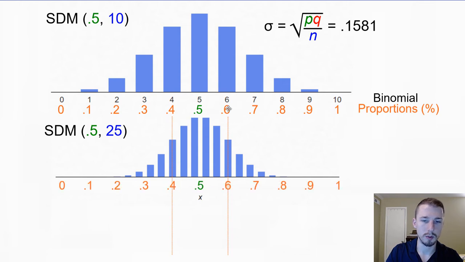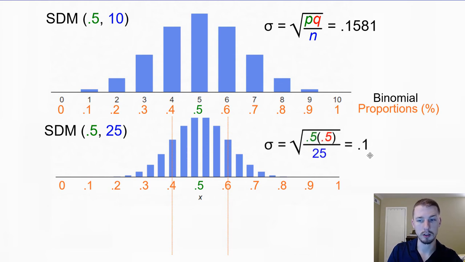If I basically drew these lines going down here, the same proportions would be here. So 40%, 60%. Now it looks like much more of our distribution is going to be within 10% of the mean here. So our standard deviation, instead of being 15 or 16%, is now going to be 10%. So it's a little bit more than half.